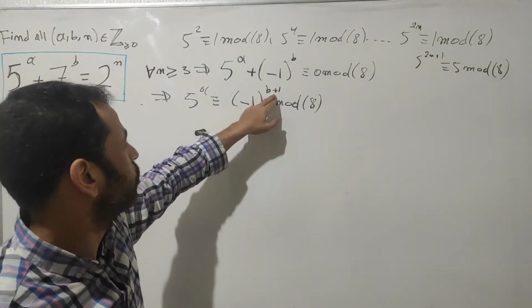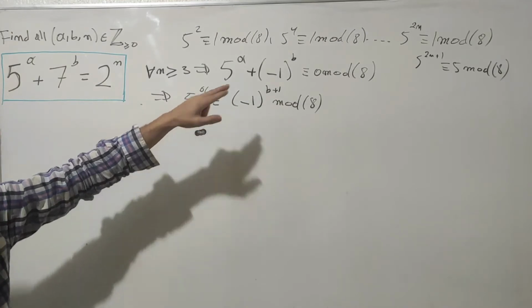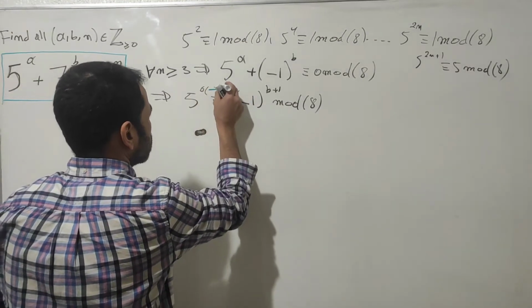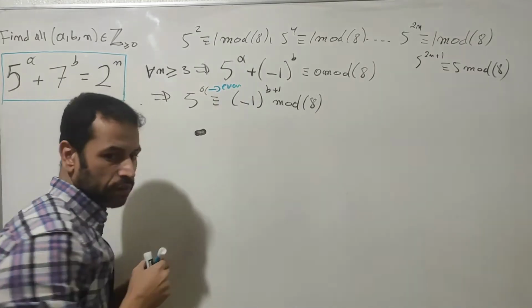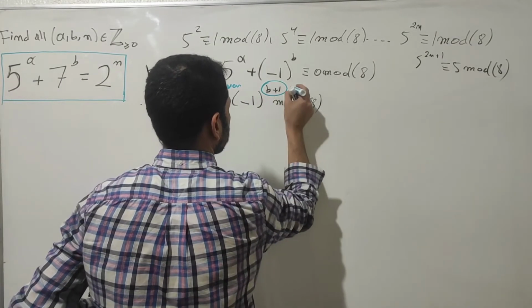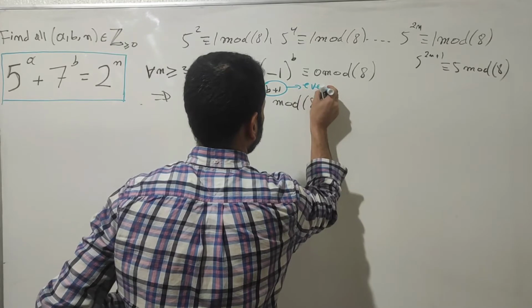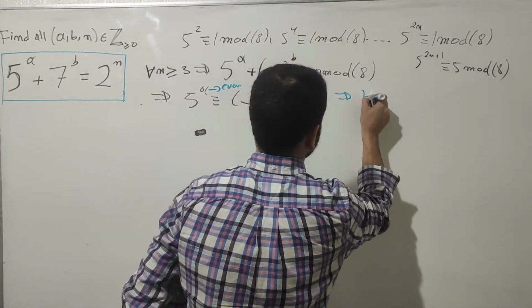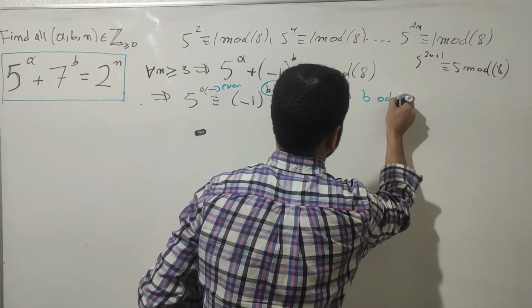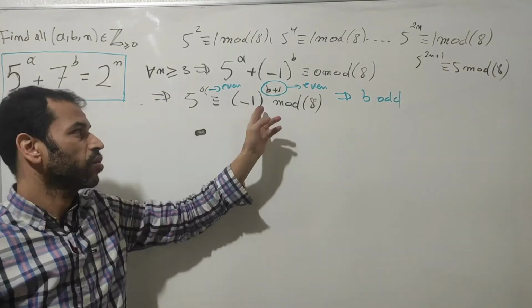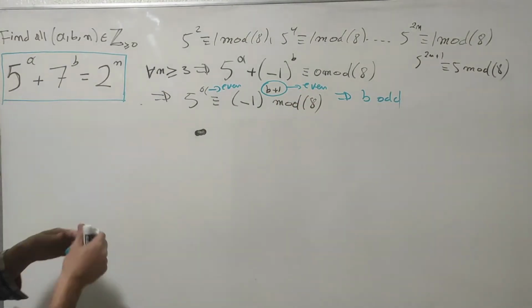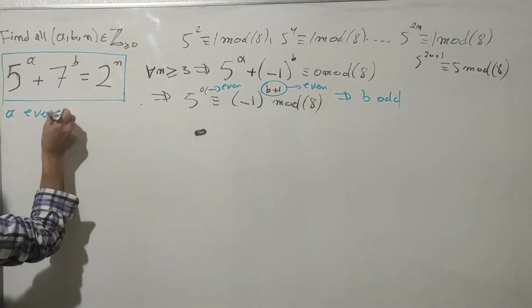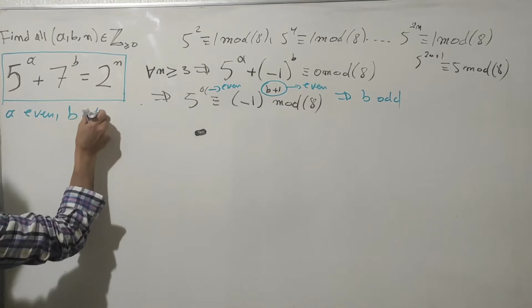If this one is even, this one also must be even, as we mentioned there. So clearly a must be even, and this exponent is even because we get b plus 1, thus b must be odd. Let's write this information over here. So we know a is even and b is odd.